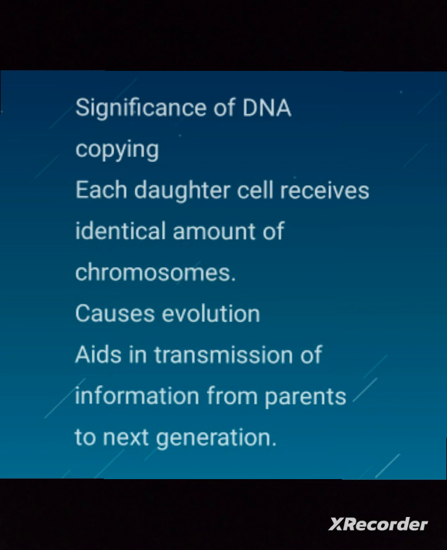So, the importance of DNA copying, or in other words, the importance of sexual reproduction, is that it ensures that each daughter cell produced at the end of the cell division receives an identical amount of DNA. It causes evolution by generating variations during sexual reproduction. It aids in the transmission of information or traits from parents to children. So, these were some of the answers that we have found.